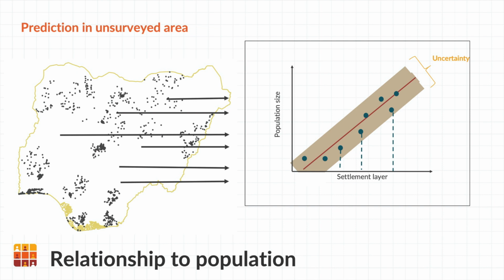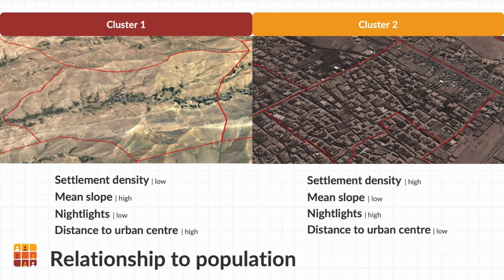There are some mountains and hills and valleys. In cluster 2, the mean slope is quite low. Cluster 1 gives us a night light that is quite low, if, of course, we are in a rural area. Cluster 2, in an urban area, has a night light that is quite high.